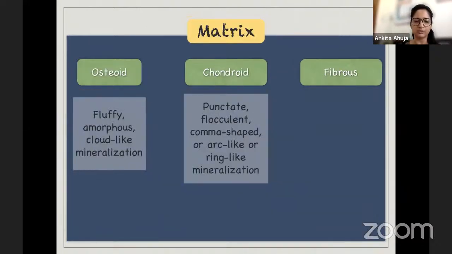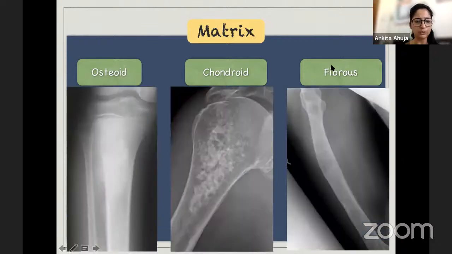Then you move down to matrix. So matrix can be either osteoid, chondroid, or a fibrous matrix. How do you decide that? If you see something which is really cloudy, thick, dense, then that's an osteoid matrix. If you see rings and arcs within the lesion, as per my experience, within the center of the lesion you'll not be able to identify the matrix well, so see at the periphery of the lesion. You will be able to see the rings and arcs much more beautifully. So this is a chondroid matrix with classic rings and arcs all over. Or you might see just a subtle ground glassing all along. That is your fibrous matrix, right?